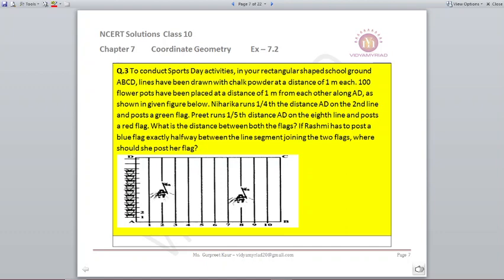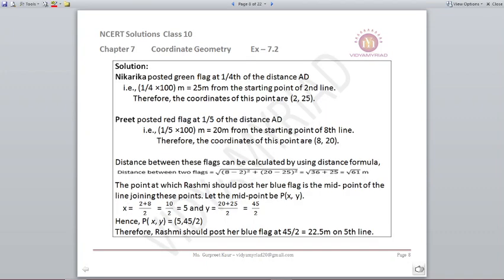If Rashmi has to post a blue flag exactly halfway between the line segment joining the two flags, where should she post her flag? Now what are we going to find out? We will be finding out the distance between the two flags, and we will be finding out the midpoint of the two flags. Let us see how we are going to do this.